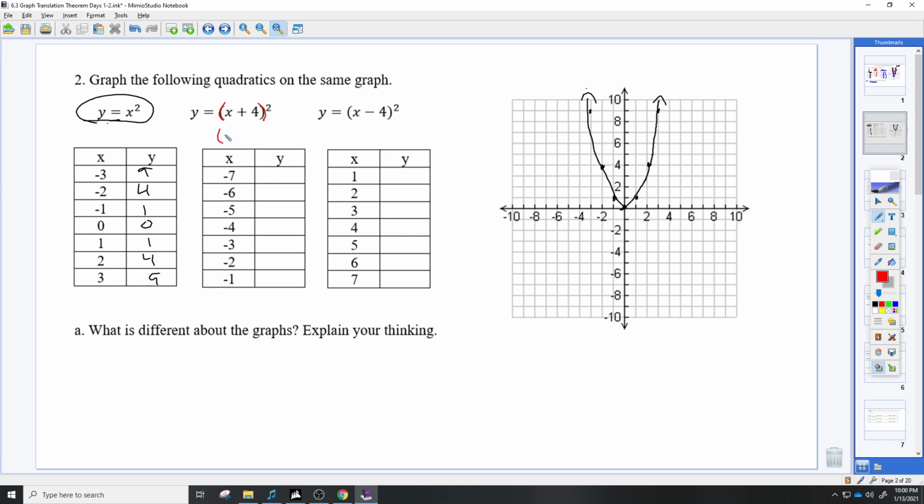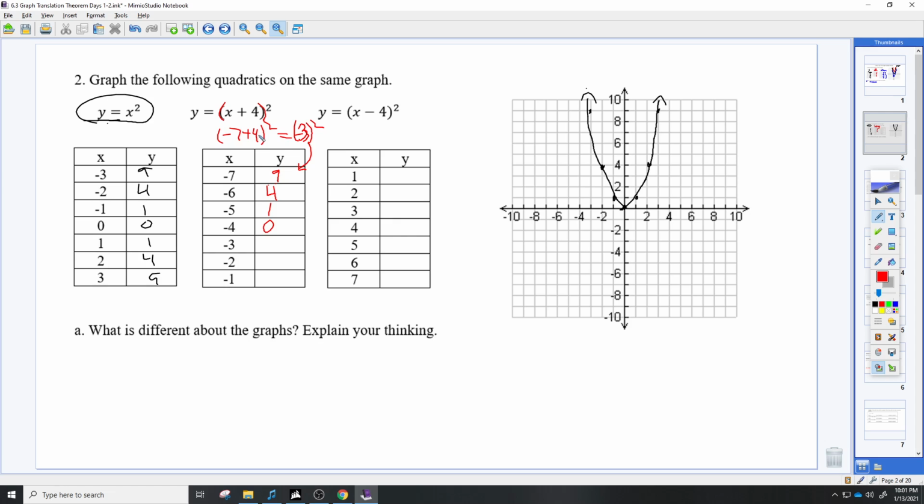What if we plug in -7? So I'll write this one out. -7 plus 4 squared. That means it should be negative 3, right? Negative 3 squared, and that gives us 9. Plug in negative 6. Negative 6 plus 4 is negative 2. Square that, you get 4. And you can keep going. Negative 5, add 4 to that, it's negative 1 squared is 1. Negative 4 makes that whole thing 0. 0 squared is 0.